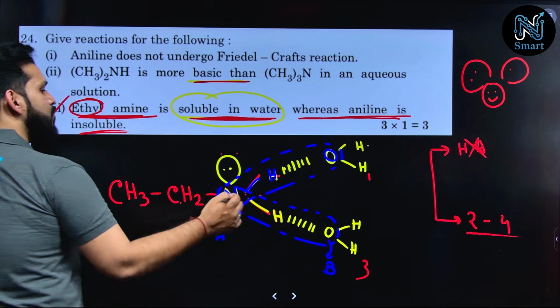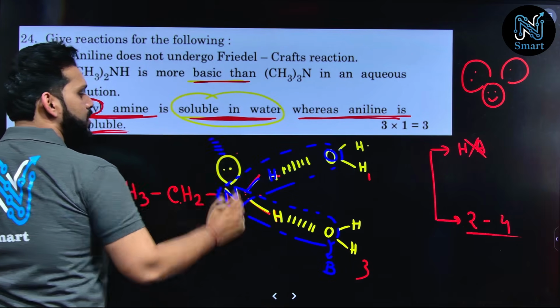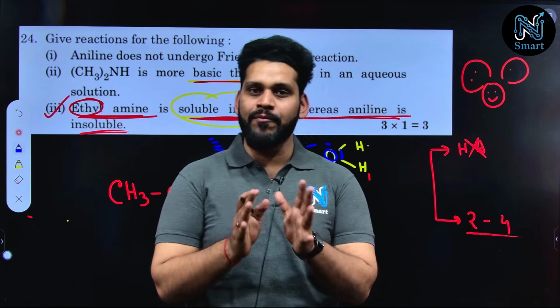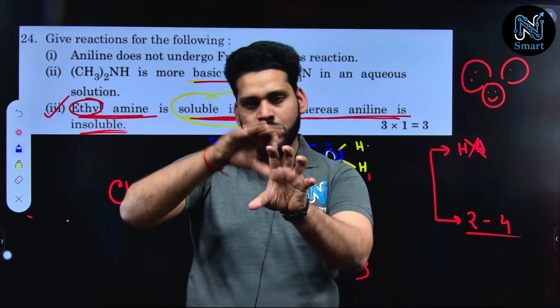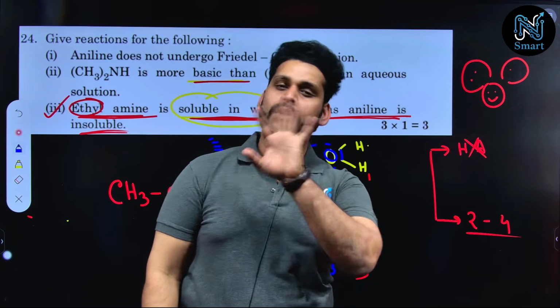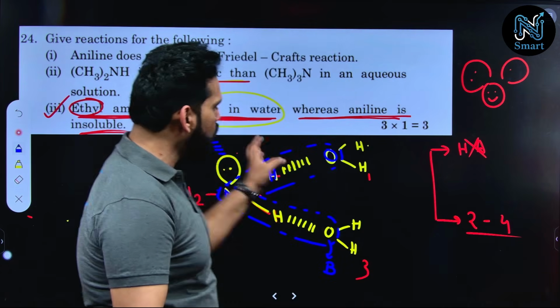One more hydrogen bonding will happen from the lone pair side. Just the same way we have seen in water molecules, right? The same way. In water also 2 lone pairs were there, no? From the 2 lone pairs we saw 2 hydrogen bonding happening. So similarly here also there will be 1 hydrogen bonding from the lone pair side.